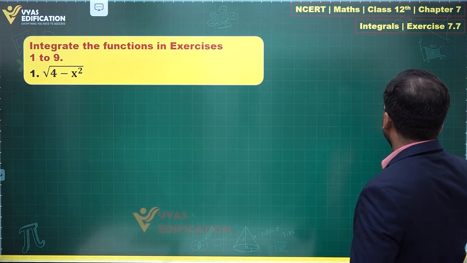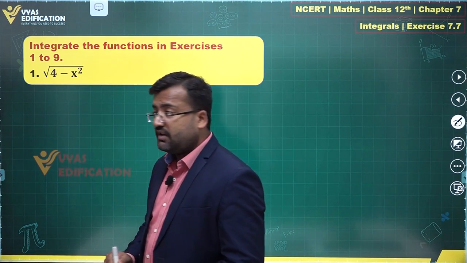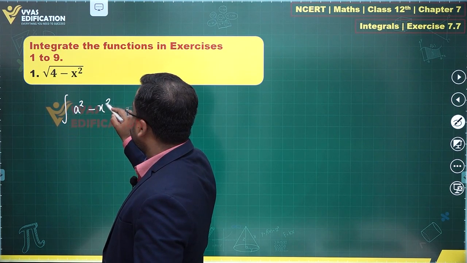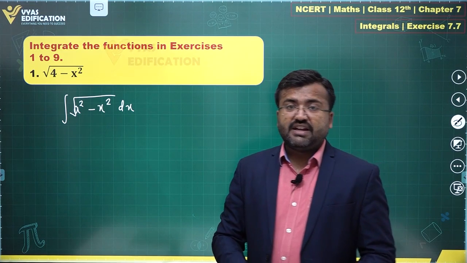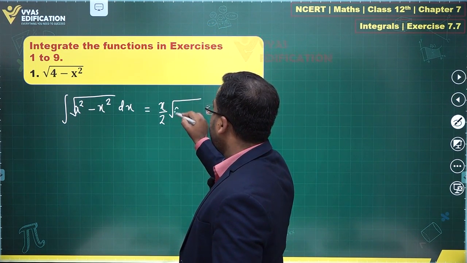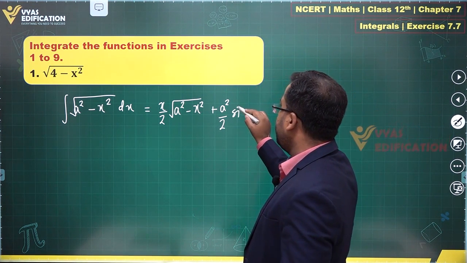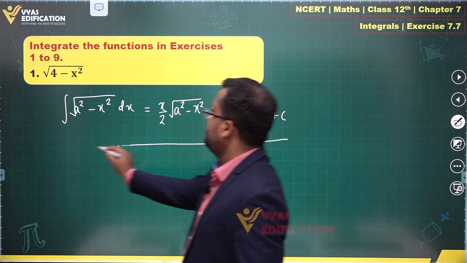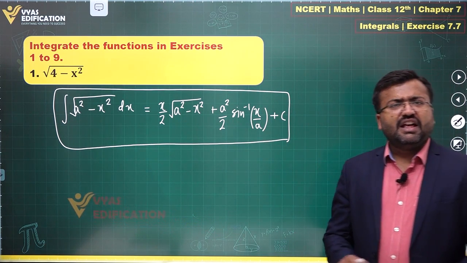So the first question says, you have under root of 4 minus x square. Now, I recall that integral of under root a square minus x square is of this particular form. A square minus x square in the under root. This is equal to x by 2 under root of a square minus x square plus a square by 2 sine inverse x by a plus constant. This is the formula. And you may observe that this question is based on a direct application of the formula.